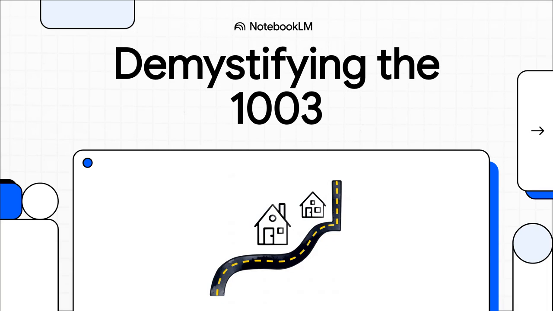All right, let's talk about something that can feel super intimidating, the mortgage application. You know, that giant stack of papers, officially called the Uniform Residential Loan Application, but pretty much everyone just calls it the 1003 form. Today, we're going to take that mountain of paperwork and turn it into a simple, easy-to-follow map.